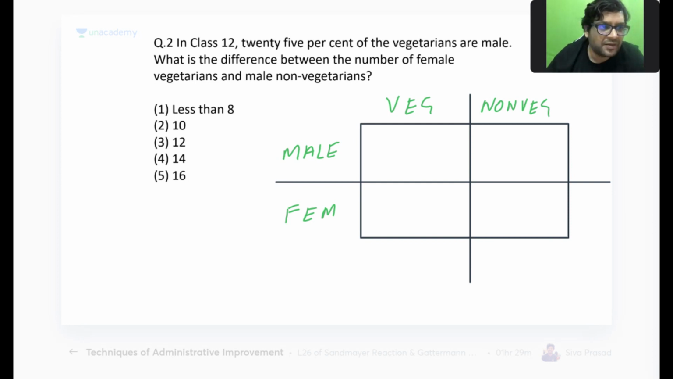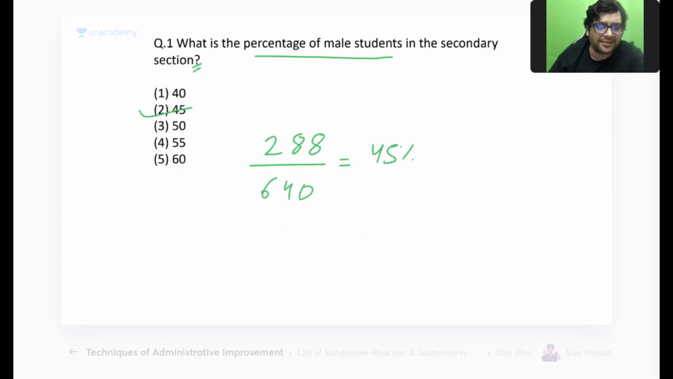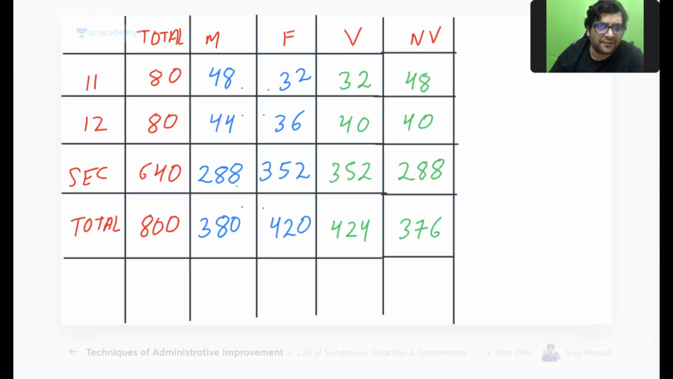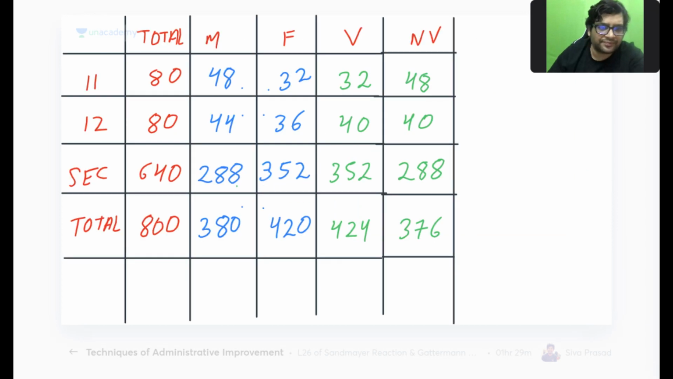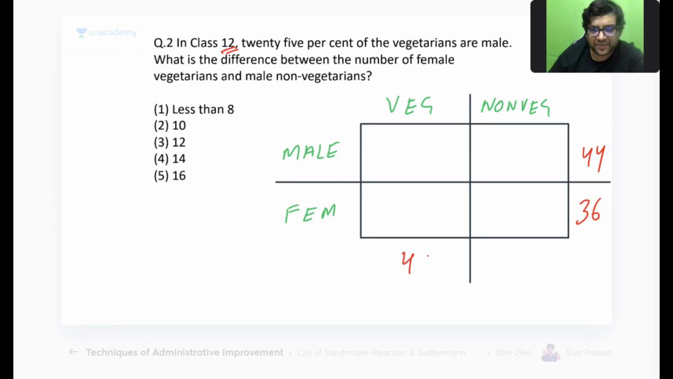Okay. Let's have a look at the numbers. The numbers that I know. I know how many males are there in class 12th. In class 12th, 44 males, 36 females. And in class 12, 40 veg and 40 non-veg.